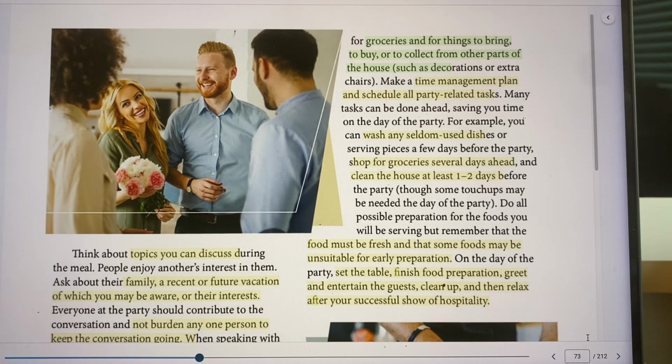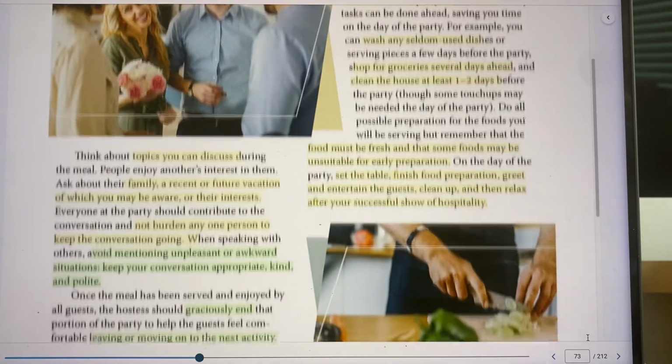It says, do all possible preparation for the foods you will be serving, but remember that the food must be fresh, and that some foods are unsuitable for early preparation. There are some things you can't, like if you're going to cook hot potatoes or turkey, having it come right out of the oven is a good thing. So on the day of the party, set up the table, finish the food preparation, greet and entertain your guests, clean up, and then relax. And now you have shown successful hospitality, and you can smile and say, thank you, Lord.